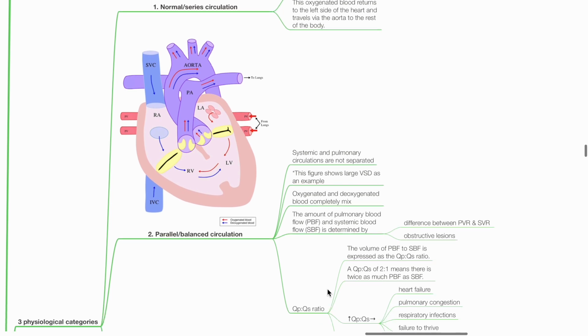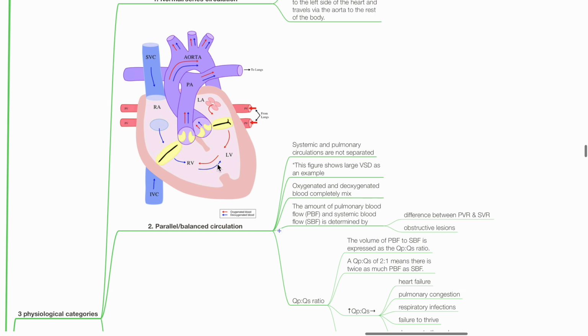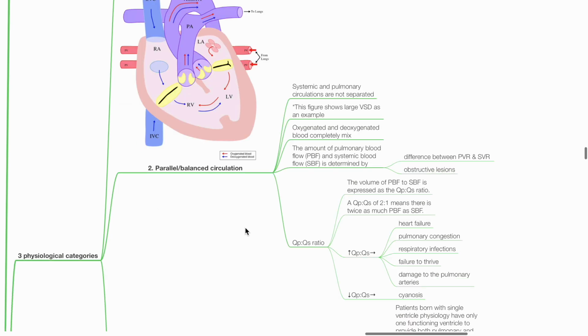Systemic and pulmonary circulations are not separated. This figure shows a large VSD as an example. Oxygenated and deoxygenated blood completely mix. The amount of pulmonary blood flow and systemic blood flow is determined by the difference between PVR and SVR and obstructive lesions. The QP to QS ratio refers to the ratio of volume of PBF to SBF.